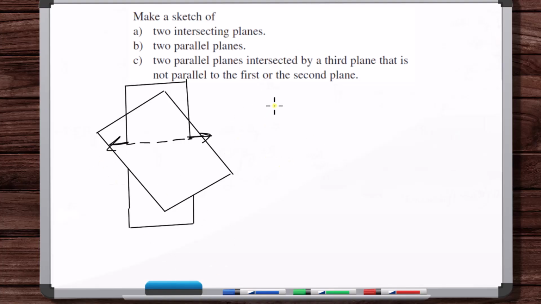All right, now two parallel planes. That's two intersecting planes. Let me do the part C here. They wanted two parallel planes intersected by a third plane that's not parallel to the first or second plane. It'd be fun to think about what happens if we do a third plane here that's oriented completely differently than these first two planes. What is that going to look like? So you could do it like that, and then you wouldn't see it, and it would kind of come through like that.